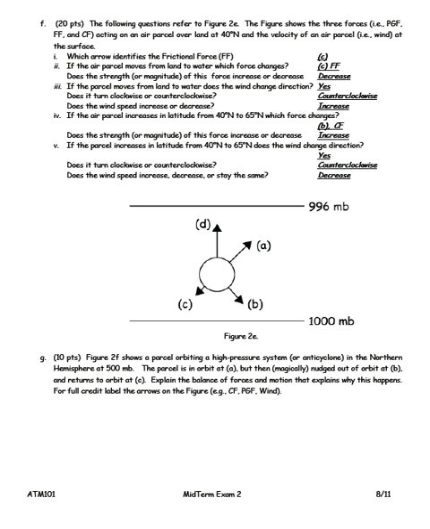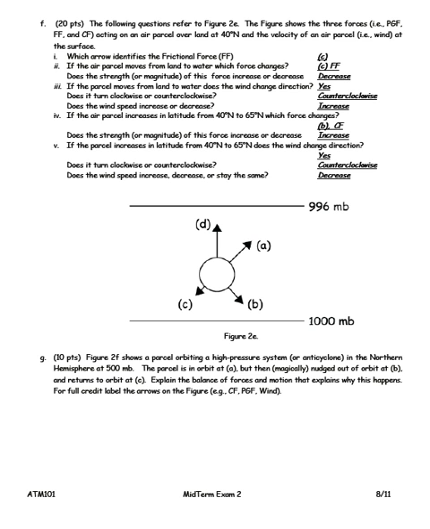2. If the air parcel moves from land to water, which force changes? Well, if the pressure gradient doesn't change, and only the surface changes, then the friction changes, and the friction becomes less over water than over land. So the answer is C, the frictional force changes, FF. The strength or magnitude of this force decreases because the friction is less.